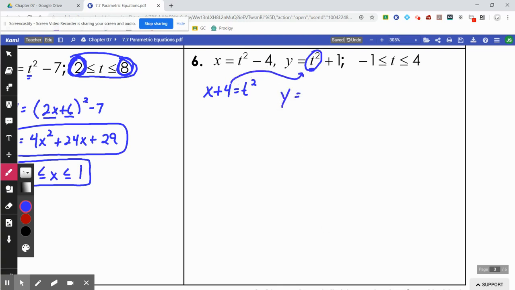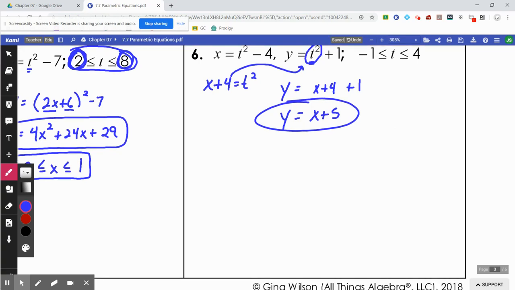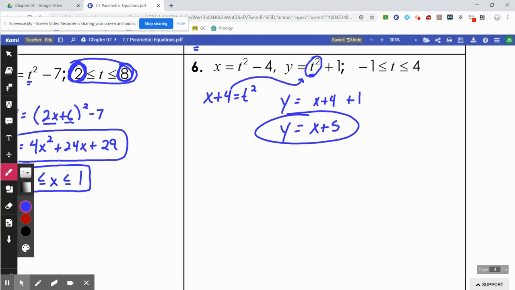So you have y equals x plus 4 plus 1. And those parentheses are not necessary. So let's go ahead and clean it up, and you get y equals x plus 5. So very easy if you do it that way. Now your t values are restricted between negative 1 and 4.